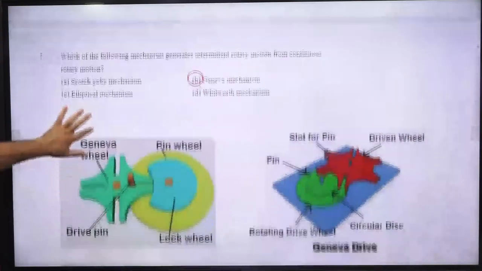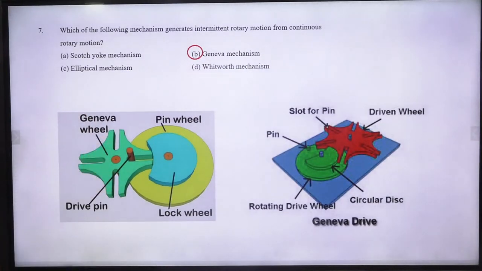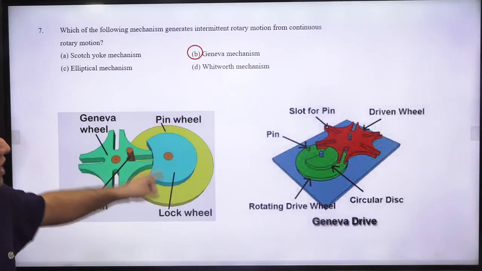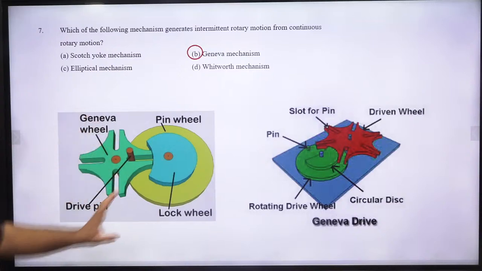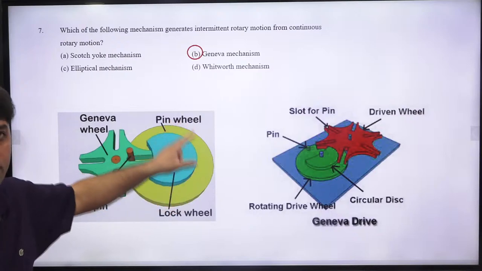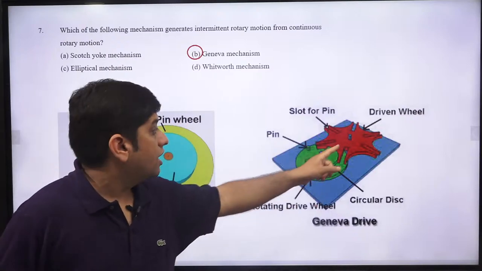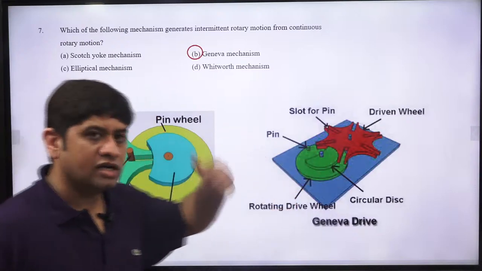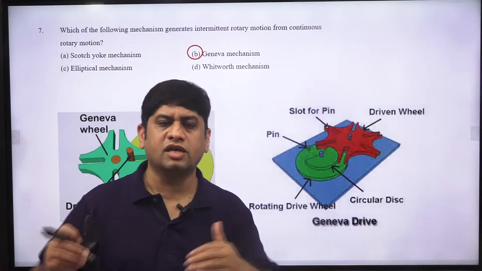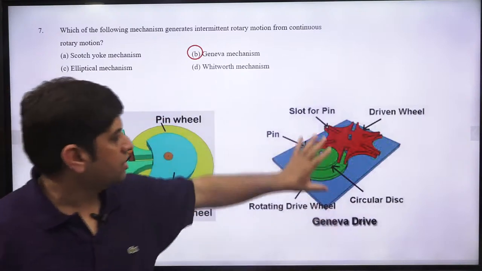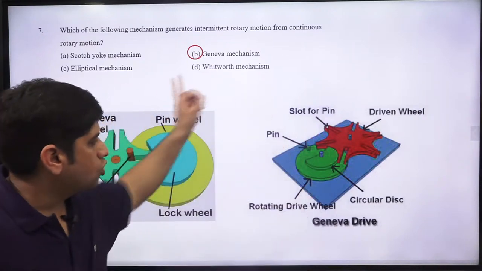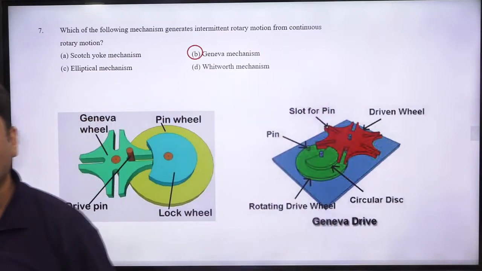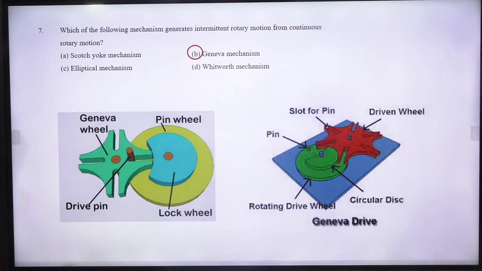How do we get that? This is that particular thing. Again, this is a zip file, but it is not playing here. I don't know the reason, but this is the wheel which is continuously rotating, and this one is a Geneva wheel which will rotate intermittently. It will not rotate continuously. So this link will rotate continuously. This green one will continuously rotate, and this red one, the driven wheel, is not rotating continuously. It is rotating, then stopping, then rotating, then stopping. That is the Geneva mechanism. I advise you to go and check this mechanism on the internet, and you will find what kind of mechanism it is. The Geneva mechanism is a very important mechanism. Intermittent mechanism.